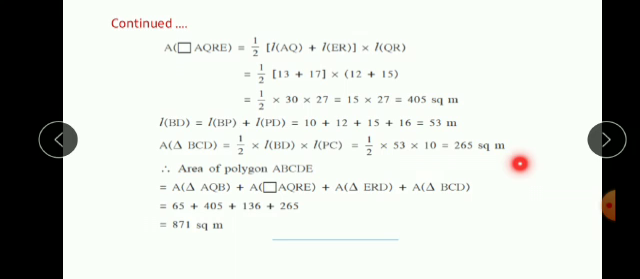In this way, the complete polygon: the area of polygon ABCDE is equal to the area of triangle AQB plus the area of trapezium AQRE plus the area of triangle ERD plus the area of triangle BCD. So we have found four areas, and we substitute: 65 plus 405 plus 136 plus 265. All the areas added, the total is 871 square meters. The area of polygon ABCDE is 871 square meters.